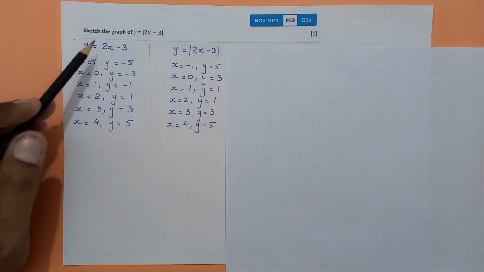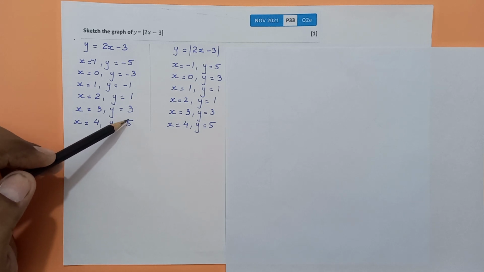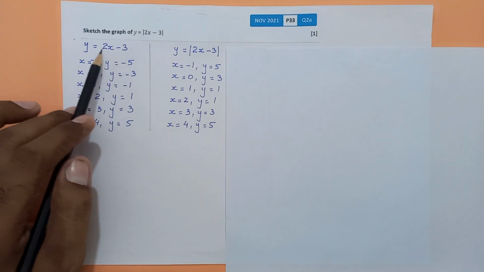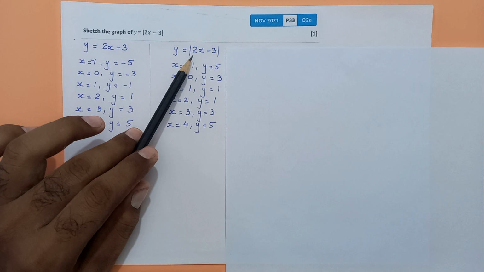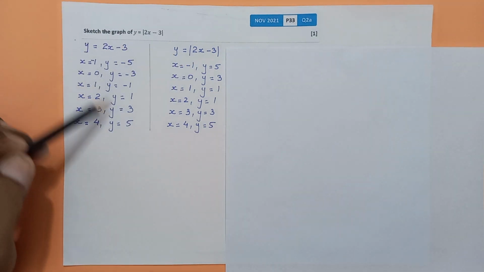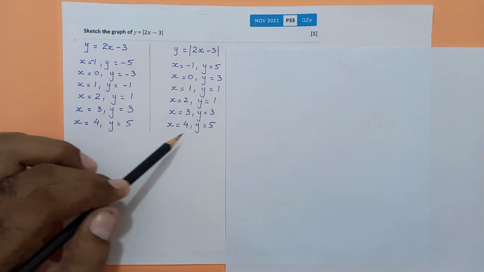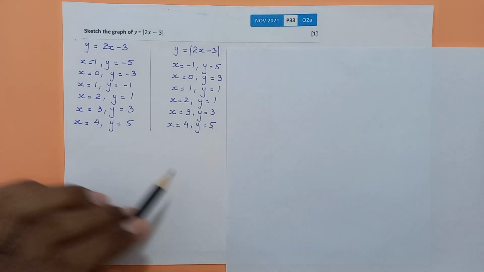I have just done this so that we could make a clear comparison between how the graph would look without a modulus sign and how it would look with a modulus sign. In the paper you don't have to work this out, you simply have to sketch the graph, and you are done. But just for a learning purpose I have done that.